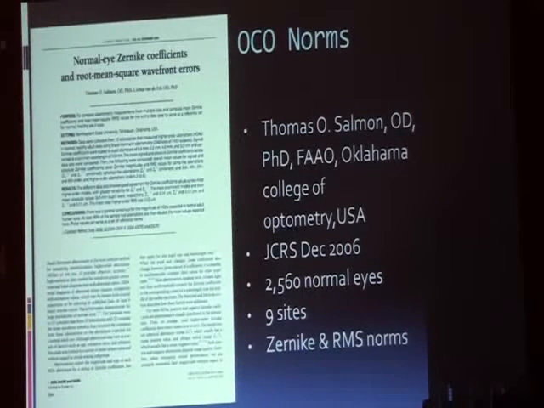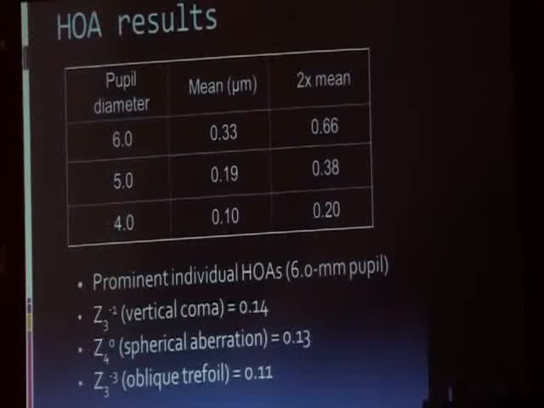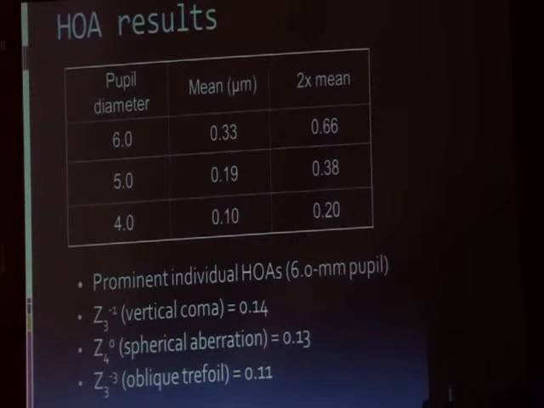Recently I went through the net and found this. Thomas Salmon has studied more than 2,500 patients, in a multicentric study in 9 labs, and computed the data. And finally, this is the summary of that. He has given values for 6, 5, and 4 mm pupil sizes, and the mean. If you double it, usually the normal higher aberrations are less than double the mean. So you have it for the individual aberrations as well as for the different pupil sizes, but usually if you take the 6 mm pupil size, these are the values for the individual aberrations.